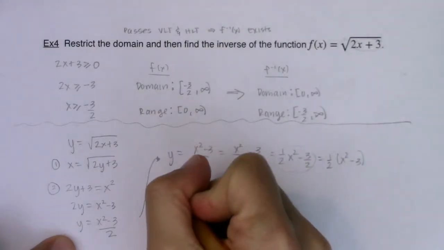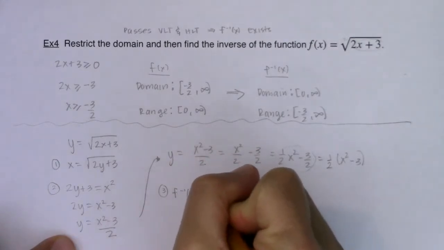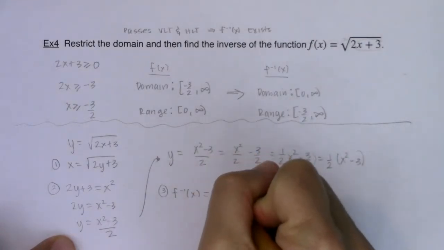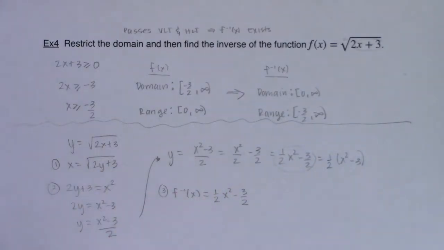So once I've found that, my third step is to say f inverse of x is equal to 1/2 x squared minus 3/2. And if I were to leave my answer like this, I'm going to be a little wrong. So we want to be careful. And you might be thinking, well, why is this wrong? Well, let me show you.